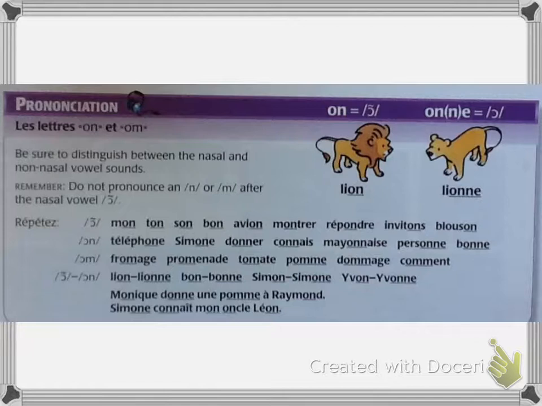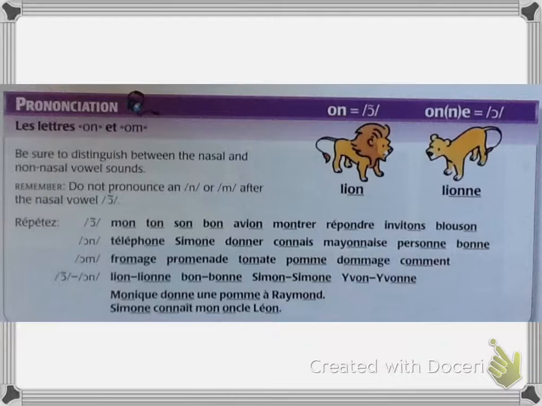blouson, téléphone, Simone, donner, connaît, mayonnaise, personne, bonne. Fromage, promenade, tomate, pomme, dommage, comment.